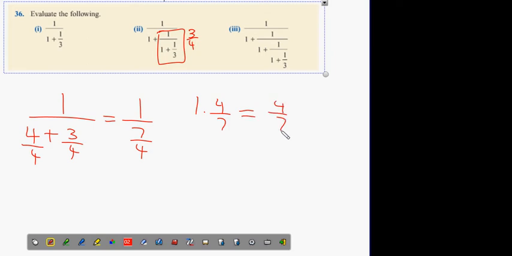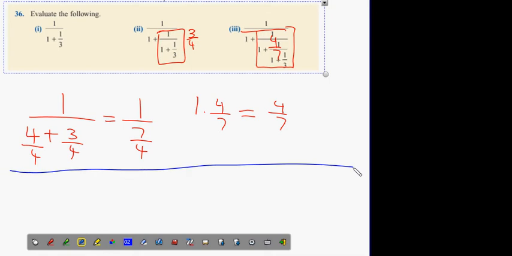Now, take this full thing. Oh wait, not the full thing. This part here, isn't it? Yeah. And replace that with 4 over 7. Now you do your last question, which is going to be 1 divided by 1 plus 4 over 7. What can we change the 1 into? Then what do we get? 1 over 11 over 7. Bring it to the top. Turn it upside down. The answer is?